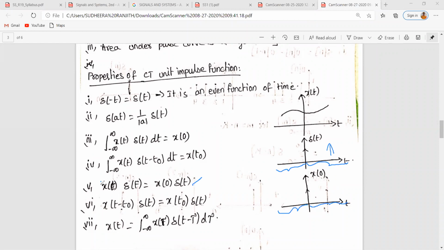If we apply the integration to this particular one, then the resultant will be x of 0, which is a constant, so we can take it out of the integration. Integral from minus infinity to plus infinity of delta of t dt, whose value is equal to 1. So the resultant will be x of 0. Similarly, it is x of t naught, and x of t is equal to x of tau into delta of t minus tau.